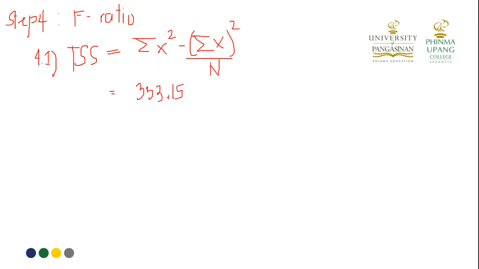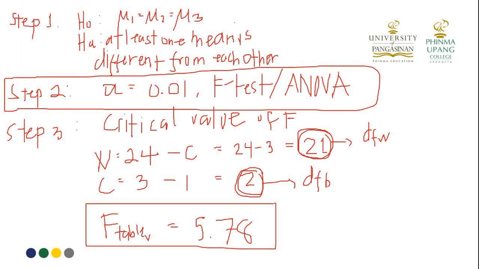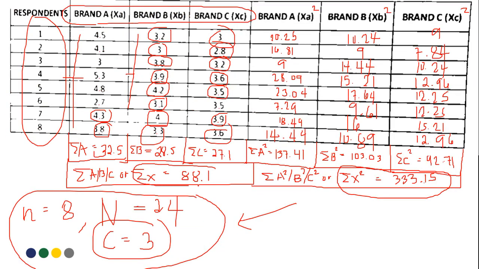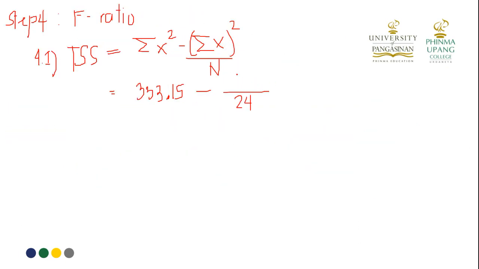Yung total sum of squares, sabi nyo kanina, summation of x squared is 333.15, diba? Minus. Then, sabi nyo din kanina, ng n is 24. Then, yung summation of x na kuha natin dyan is 88.1. Lagay ko dito, 88.1. This is 88.1 squared. Then, can you give me 4 decimal places in number 4.1? 9.7496. Vinilda, ulitin mo. 9.7496. Tama yung sinulat ko?